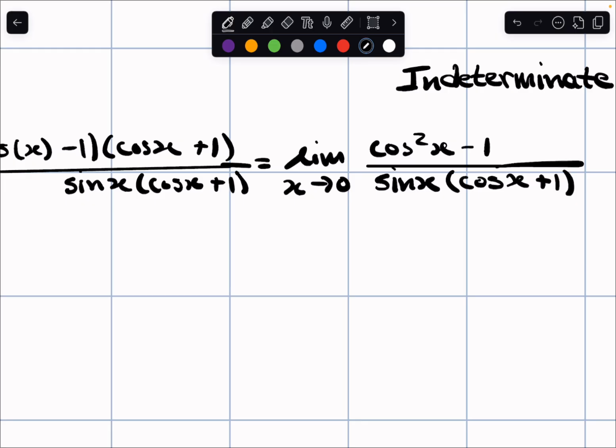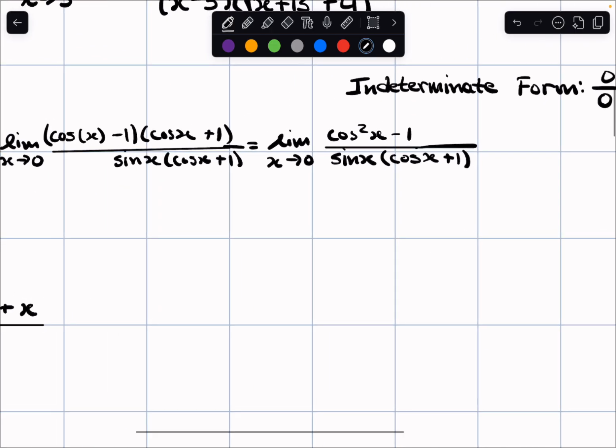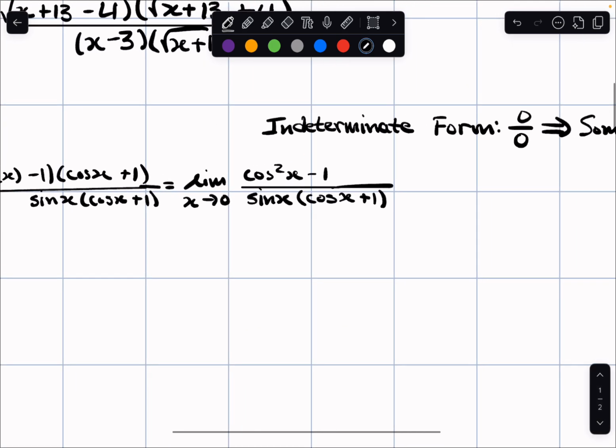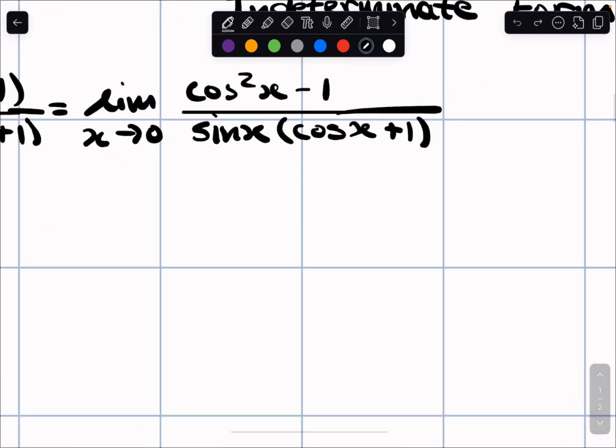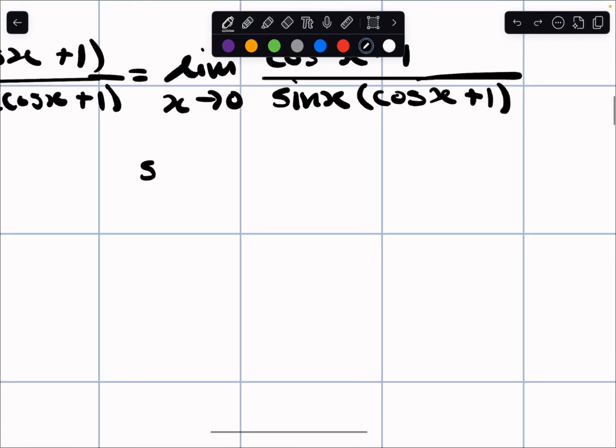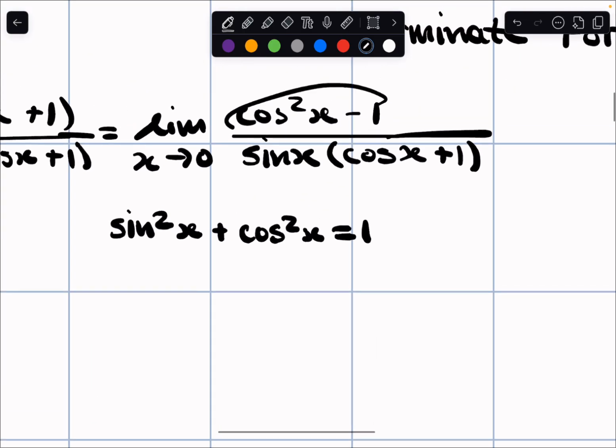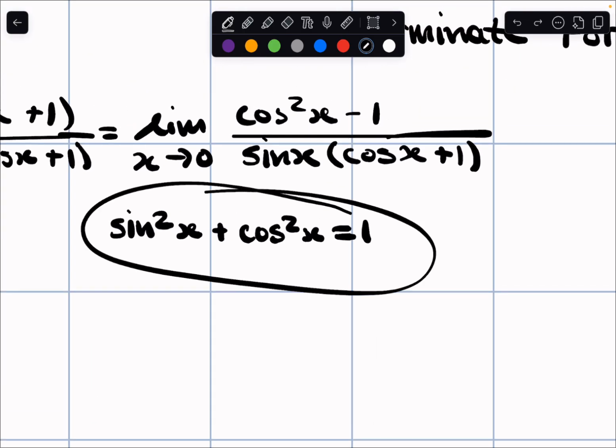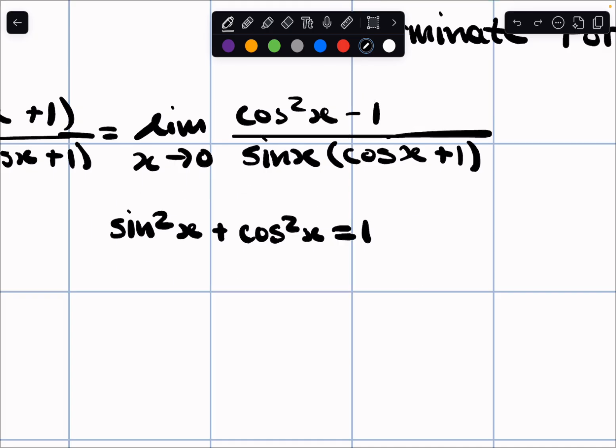And if you notice a pattern, a lot of these things, you don't need to do a lot of stuff to the bottom. So the top looks familiar, looks like a familiar identity. It looks like the Pythagorean identity, sine squared plus cosine squared is equal to 1. We can manipulate this expression to get something like that expression.